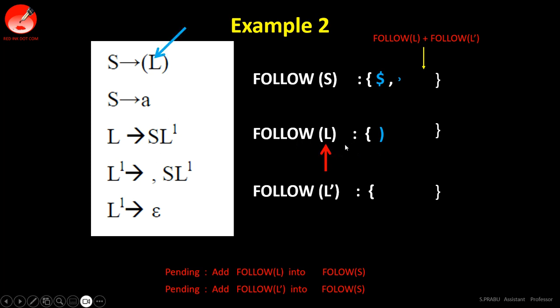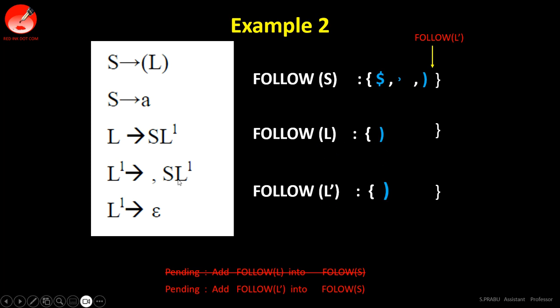We should add the follow of L into this follow of S. So I add close bracket here. Then I move to find the follow of L dash. L dash can be present here. The next element of L dash is nothing, so follow of L can be copied into follow of L dash. Follow of L is close bracket, so close bracket is copied here.